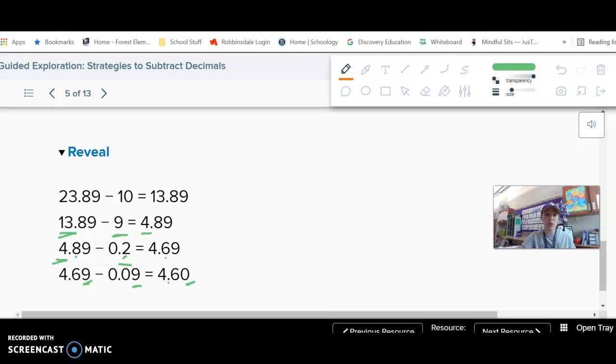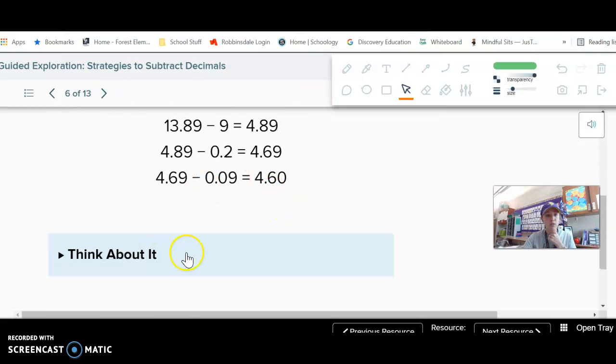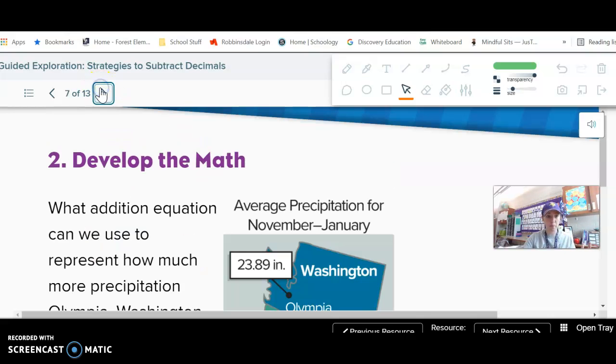Now this can get real weird, like with borrowing and different things. So we do have to be real careful. I think this is good to understand what's happening. I don't think it's quite as practical of a strategy to use for all your problems. But I do want to show you so you can see, oh, I can just subtract each part at a time if I wanted to. So then 4 and 6/10 or 4 and 60 hundredths is my answer.